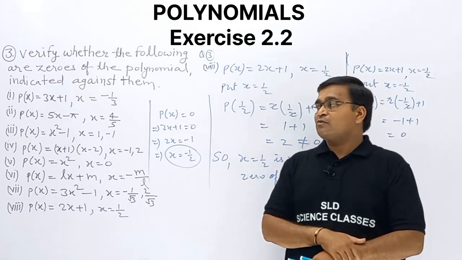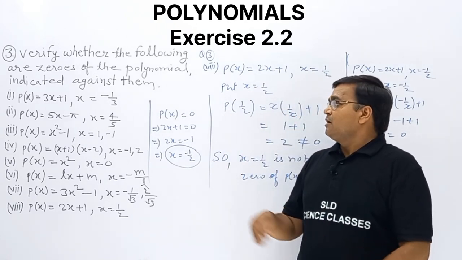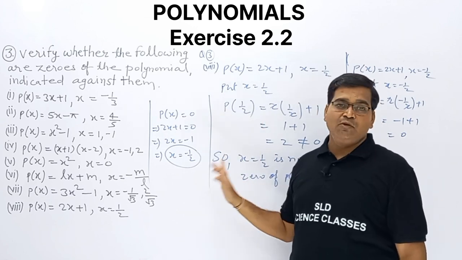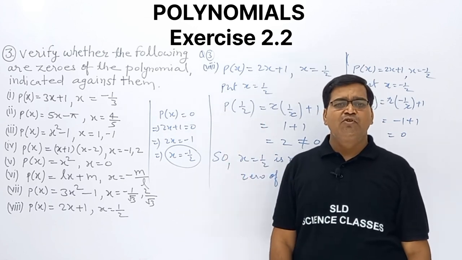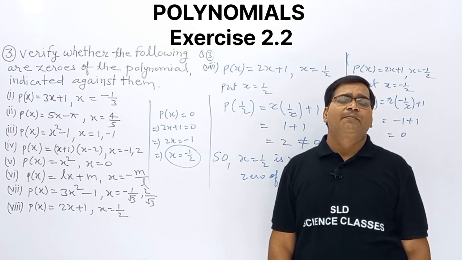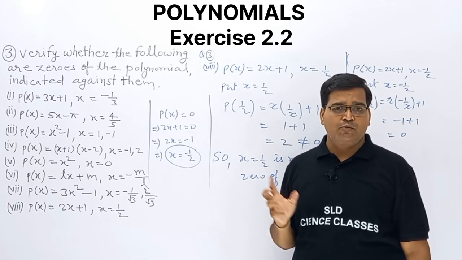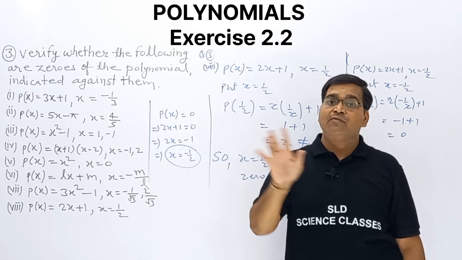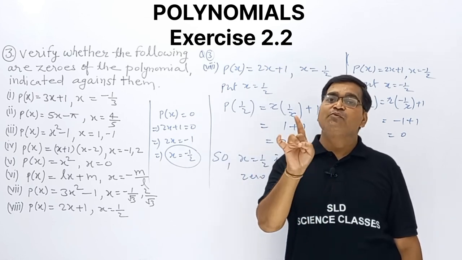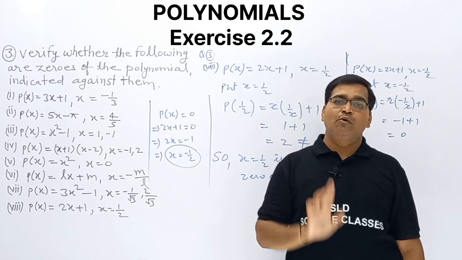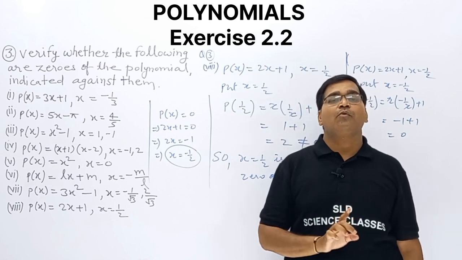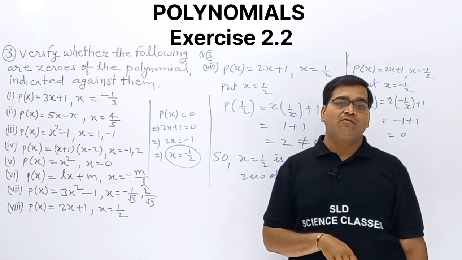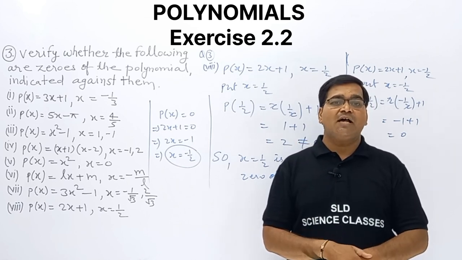So in all these questions what are we doing? Only the same process we are following. In all questions, if linear, then we are having 1 zero. If quadratic, then we are having 2 zeros. We are putting those zeros in the given polynomial. If the polynomial's value is equal to 0, then we can say that will be a zero of this polynomial, otherwise not. So that's all about this class.